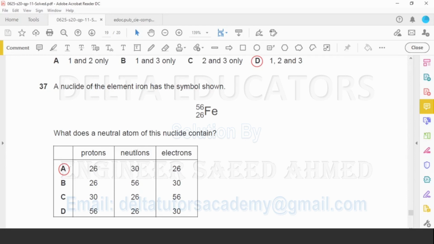What about the neutrons? The number of neutrons is the difference of mass number and atomic number. Here the atomic number is 26, the mass number is 56. So the difference will be the number of neutrons. When we subtract 26 from 56, we get 30. So the number of neutrons is 30, that is given in option A. So protons are 26, neutrons are 30, electrons are 26. So the correct option is option A.